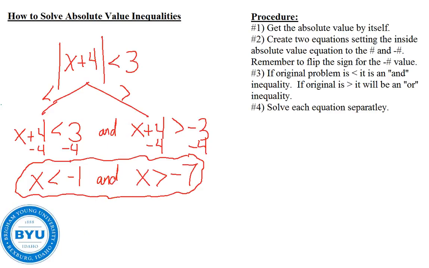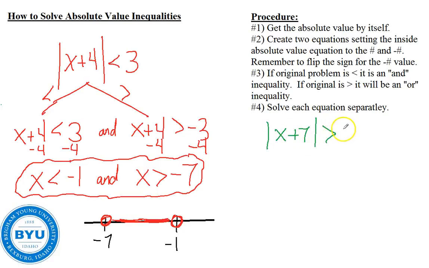Sometimes you might have to graph those, and we would graph -7 and -1. We would use open dots because it's not equal to, and then shade inside. We can do the same thing when it's greater than. Let's try x plus 7 is greater than 5.